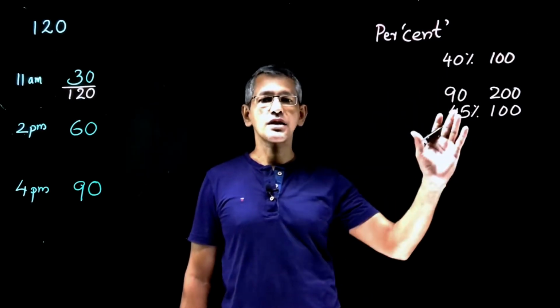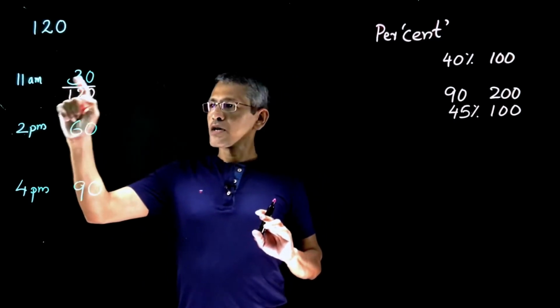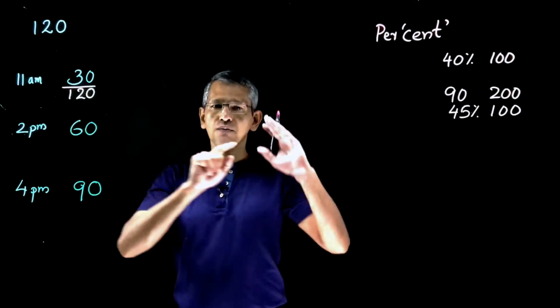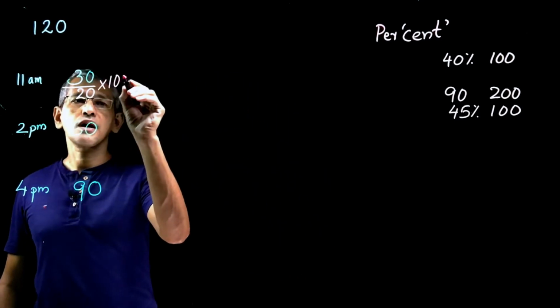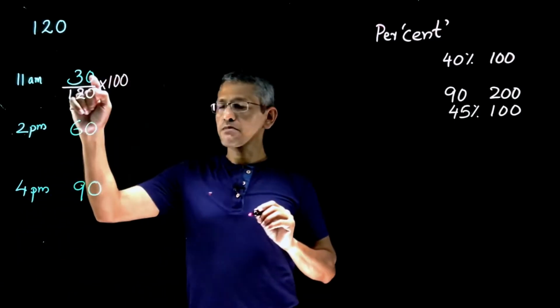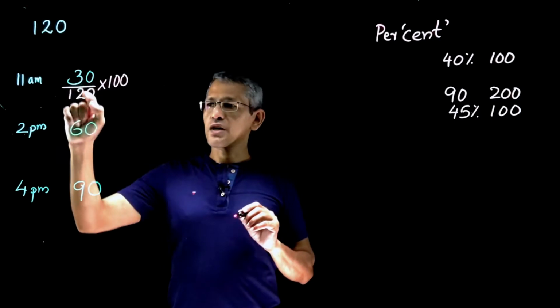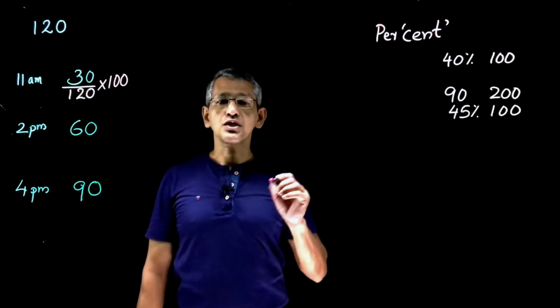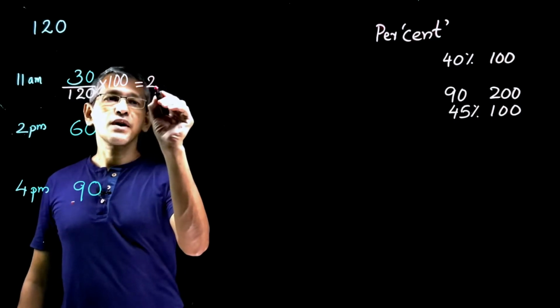Percent: for every 100, how much is that? And the same concept we apply here. 30 by 120. For every 100, how much is that? We have to multiply with 100. So 30 by 120, we know that is 3 by 12, right? 3 by 12 is 1 by 4. 1 by 4 into 100, that is 25 percent. So the answer here is 25 percent.